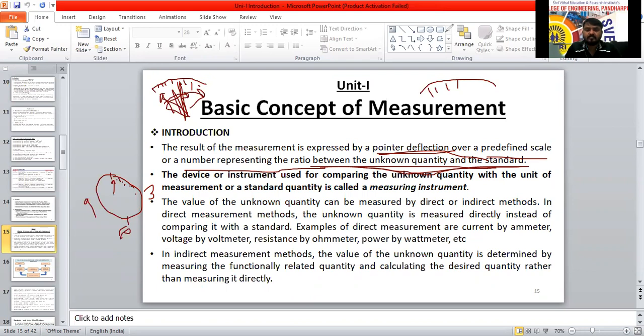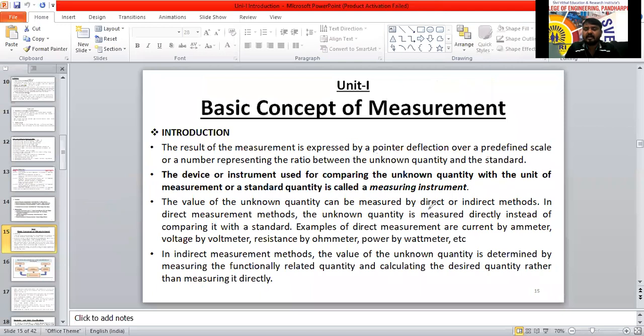That is the concept. The value of an unknown quantity can be measured by the direct method and the indirect method. There are two methods, direct method and indirect method. How can we measure indirectly? Suppose, all of you know Ohm's law.